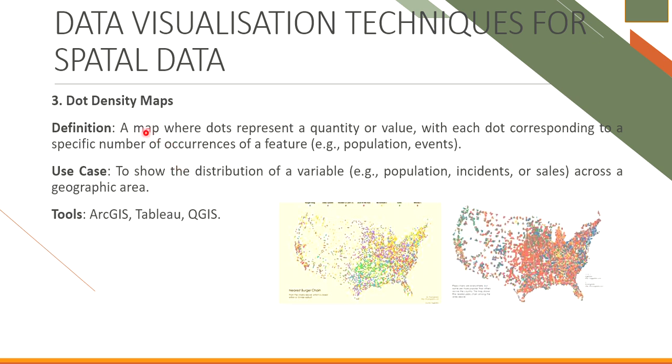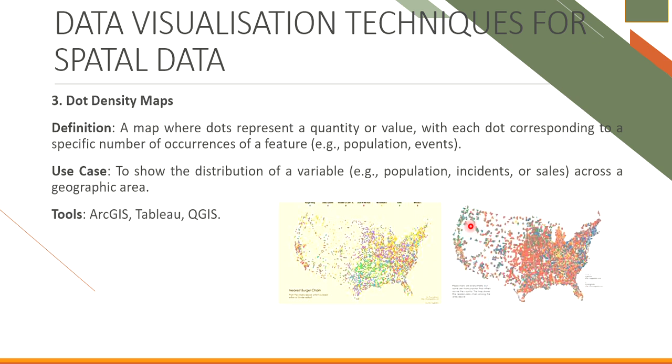And the third one is the dot density map. The name indicates it: the dot represents a quantity or a value. You can see in the diagrams below that some regions are represented in terms of dots, some in blue, some in yellow, some in green. Each dot indicates a number of values or density, it may be population or the number of sales that happened in the region.